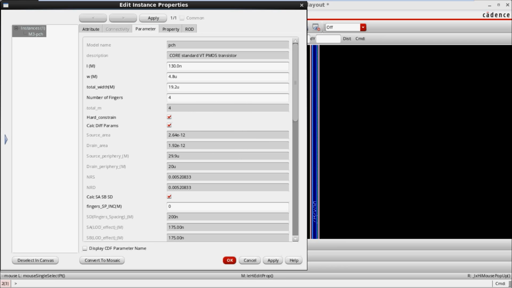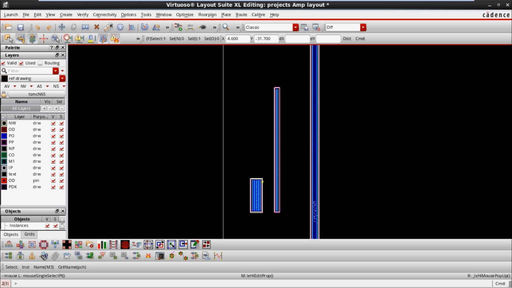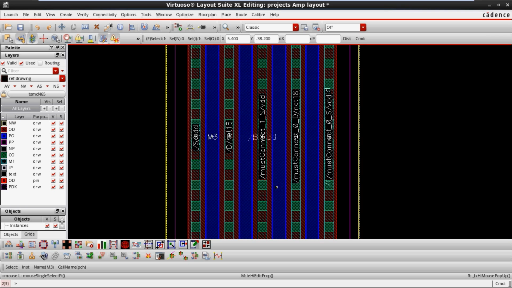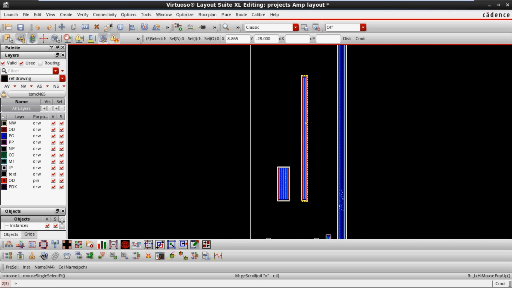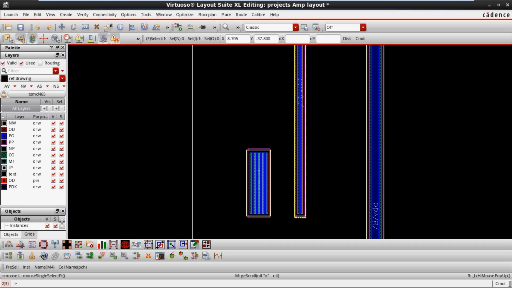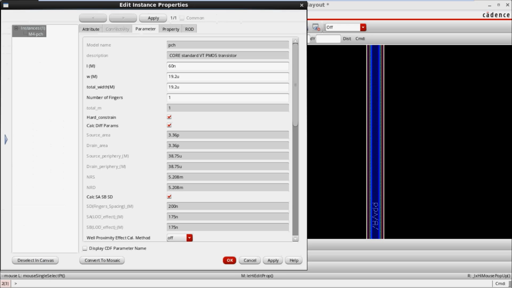However, the devices converted to 4 fingered devices, but the total width of the devices remains the same here. So just apply and OK. See, the device size got shrunk from this texture to this texture. Same, I am going to apply the same parameter to this device also.